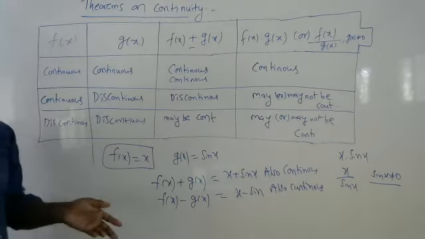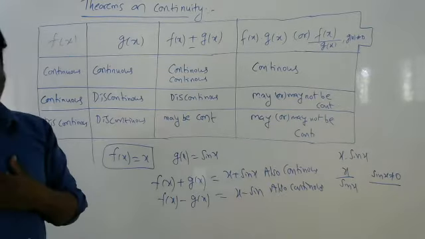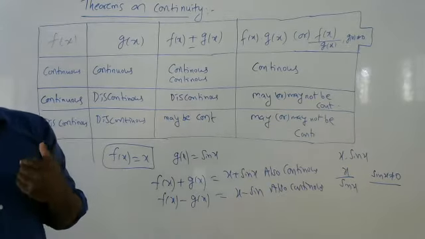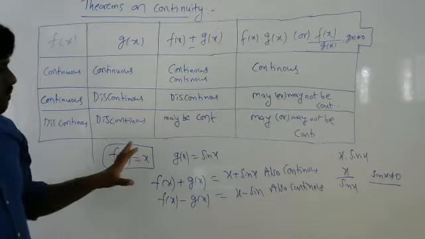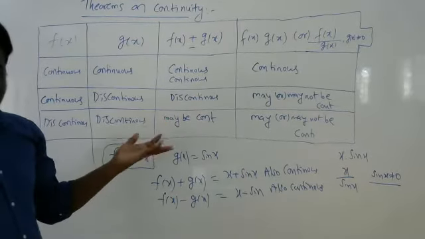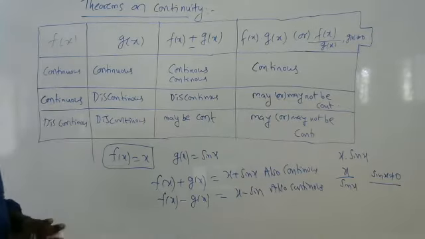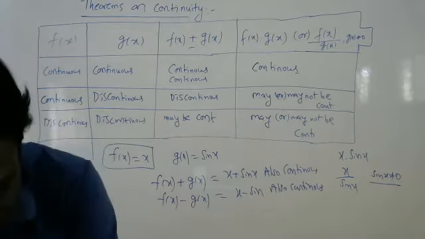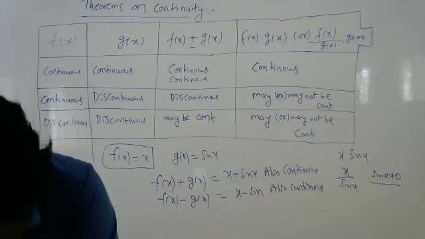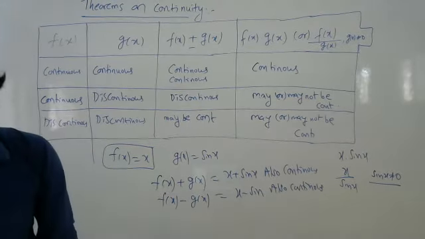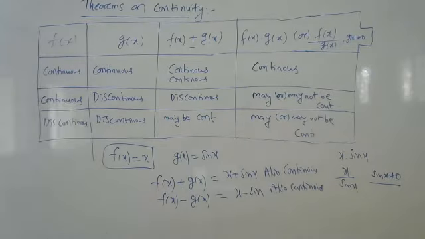Means we have to check. We cannot say directly whether this is discontinuous or continuous. We have to check whether it is continuous or not. So these are the rules, called theorems on continuity. Please note this down. If you have any doubts, let me know. Any doubts? Is it visible to all?